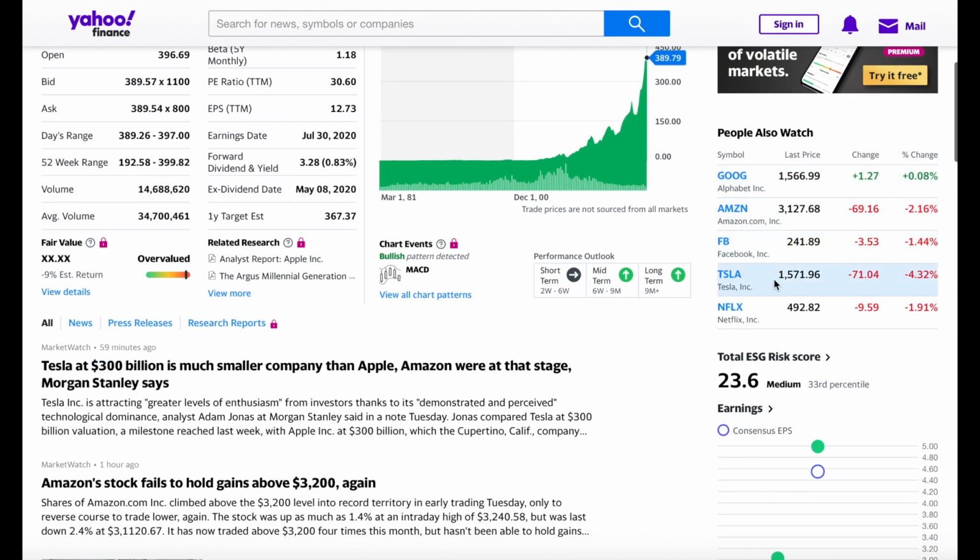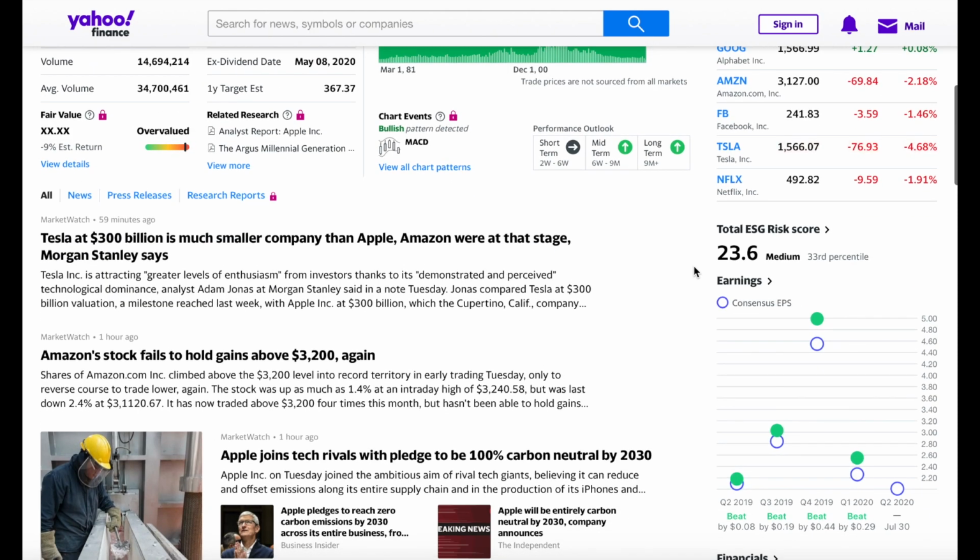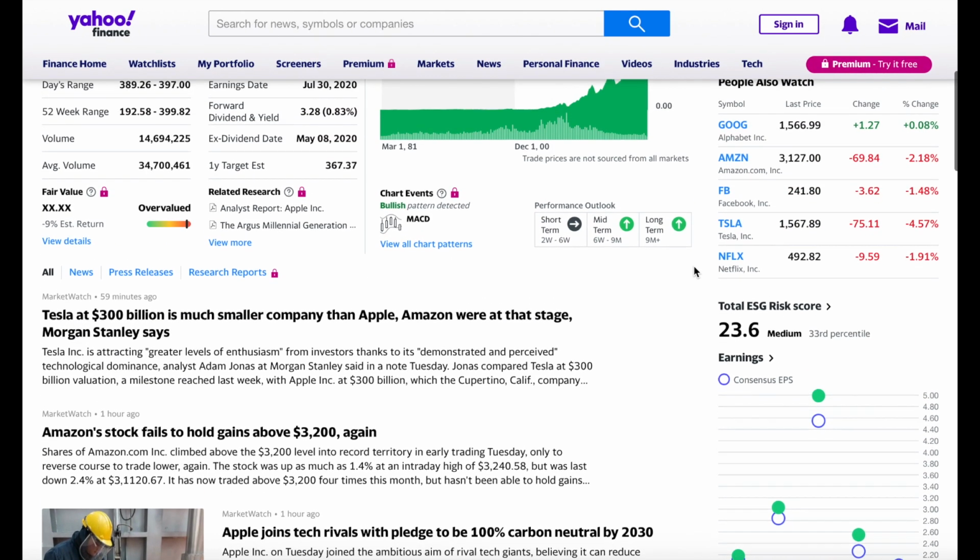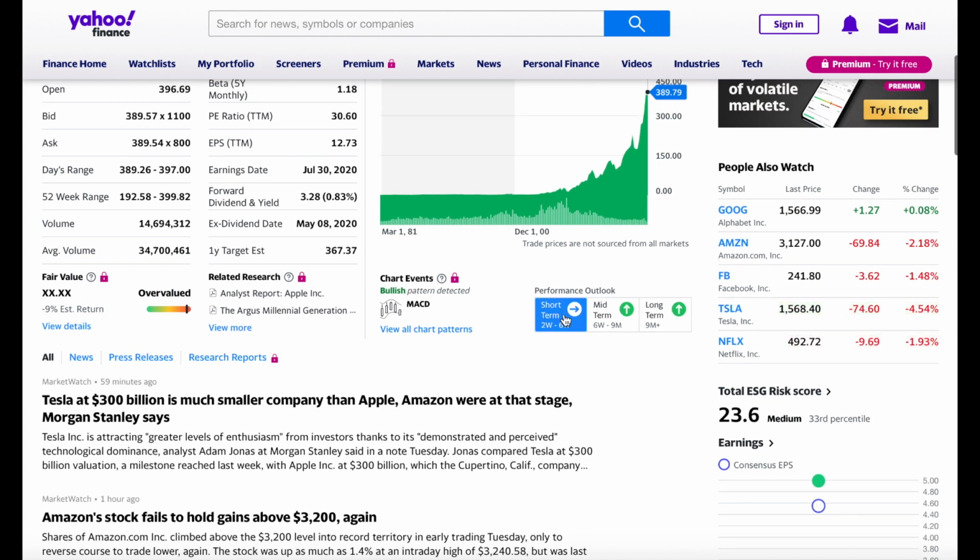These are their competitors. A lot of times you'll see competitors lined up on the finance pages. Obviously, Google, Amazon, these tech companies are competitors of Apple. So yeah, there's that. Performance outlook is basically moderate, and then they're looking for high performance in the mid and long term. This is what you want.